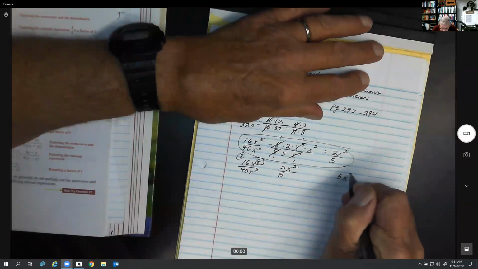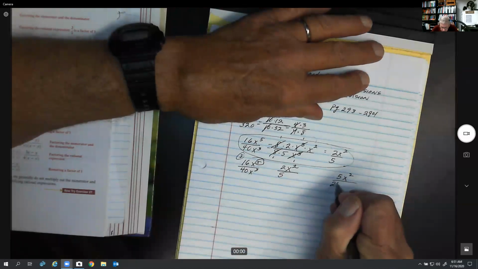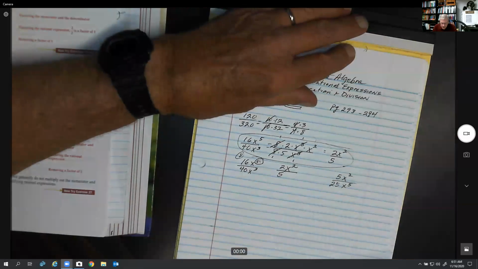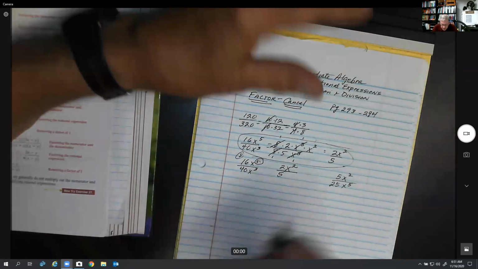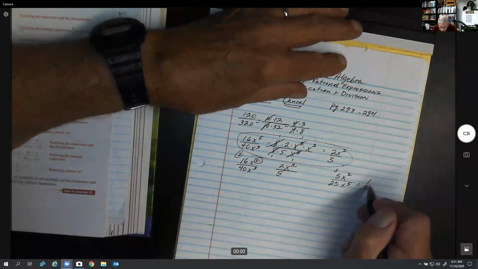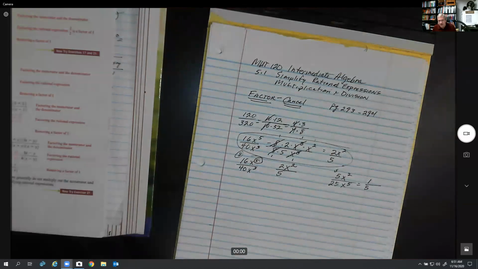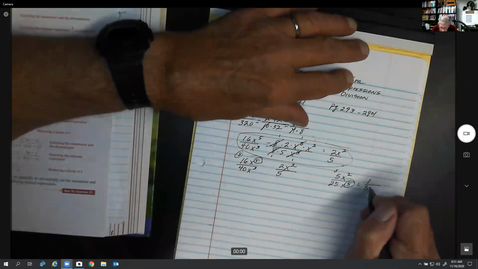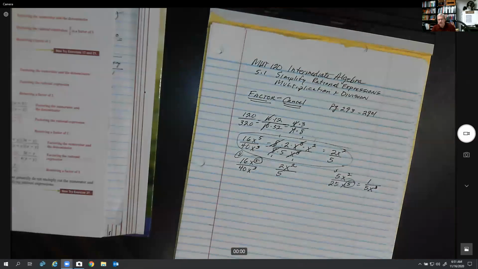5x squared over 25x to the 5th, okay? So we can see 5 and 25, we could reduce those by 5, right? So we're factoring out a 5, we end up with a 1, factoring out a 5 here, end up with a 5. So technically when you're reducing, you're factoring out that 5. And then 2 from 5 is 3, the larger exponent's on the bottom. So your final exponent should be in the denominator, 1 over 5x cubed. Okay.